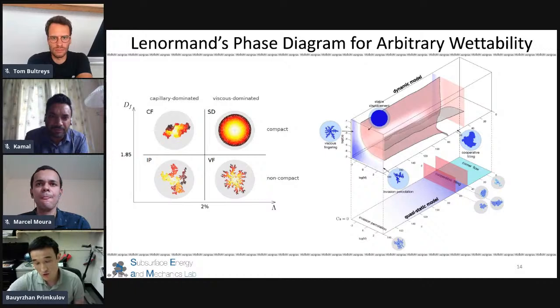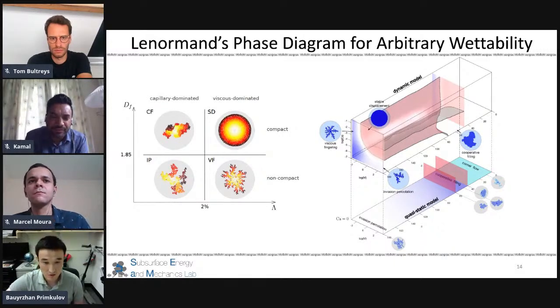But as you change the wettability from drainage to weak imbibition, you move into a region that has a significant amount of cooperative filling patterns. Now, our dynamic simulations are limited to this box, but if we combine it with our quasi-static model published earlier, you could also infer how these shapes change outside the dynamic model.